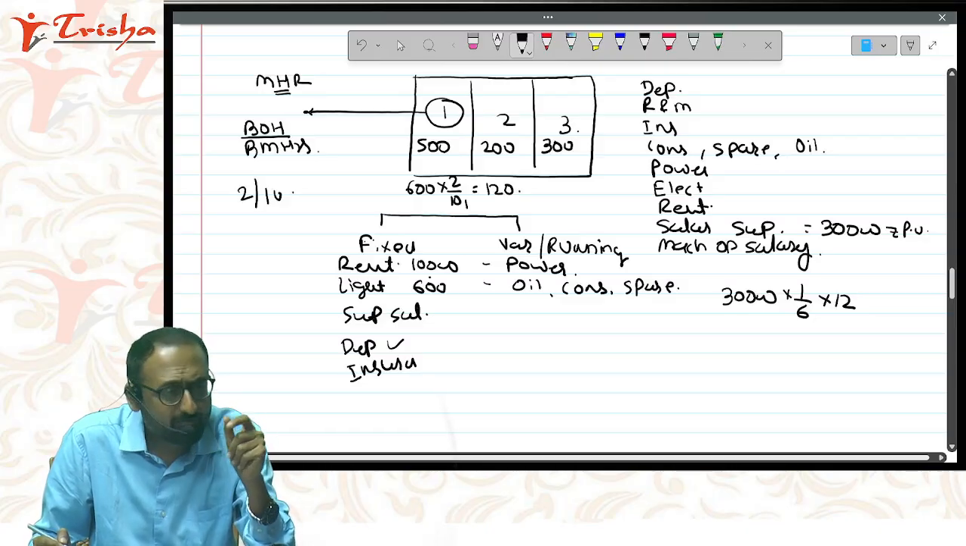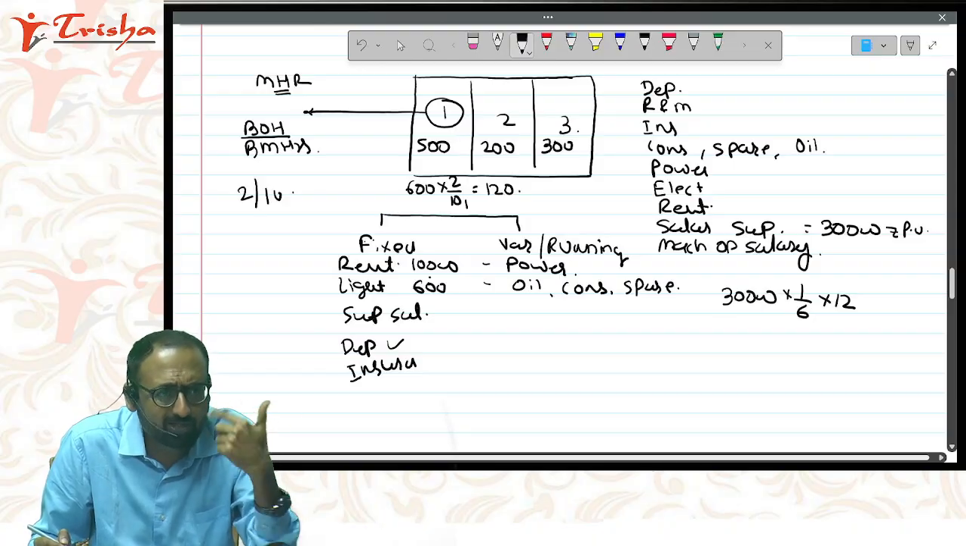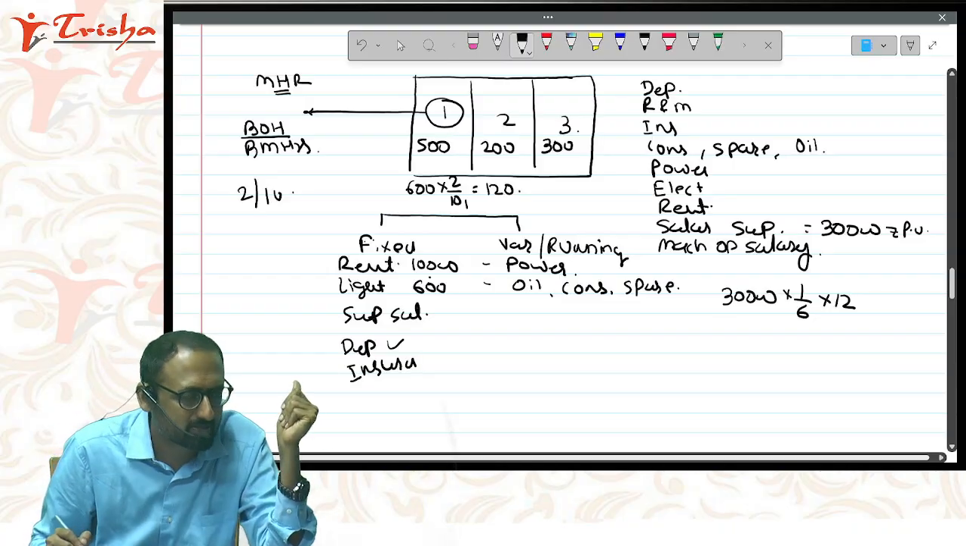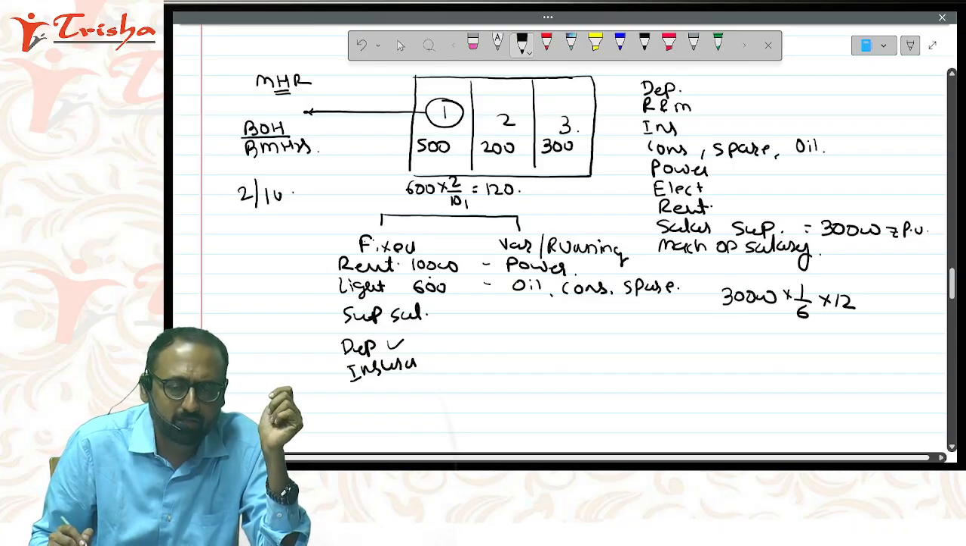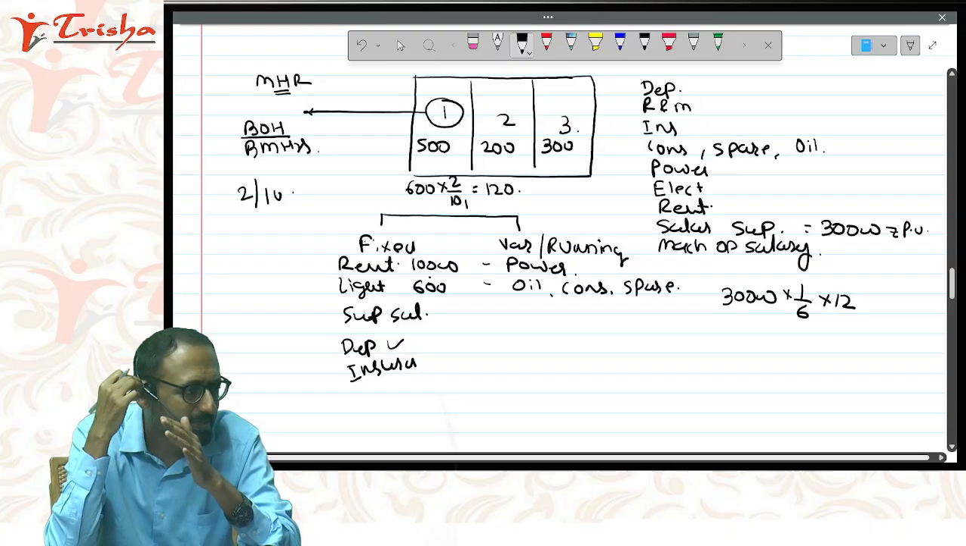Alternatively, if depreciation is dependent on hourly use, the more you use, the more it gets depreciated, then it can be treated as a variable expense. Is it clear to every one of you? So these are fixed expenses, these are variable expenses.